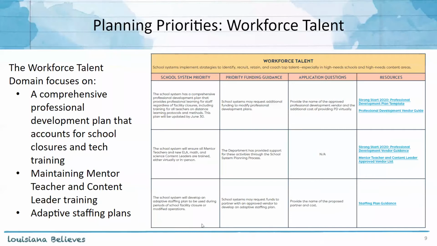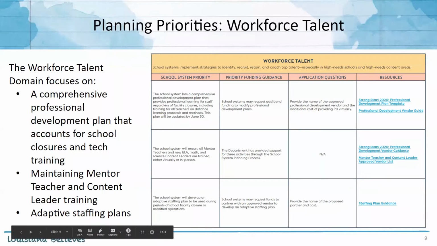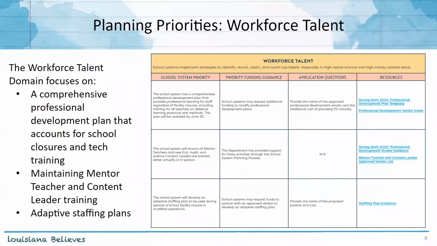The next area your school system planned for is workforce talent. And this includes a professional development plan that supports teachers throughout the year for distance learning protocols, addressing learning gaps, curriculum training, whatever the needs of that school may be. Also that they are ensuring mentor teachers, content leaders, and intervention content leaders are still being trained, whether that's virtually or in person throughout the school year.